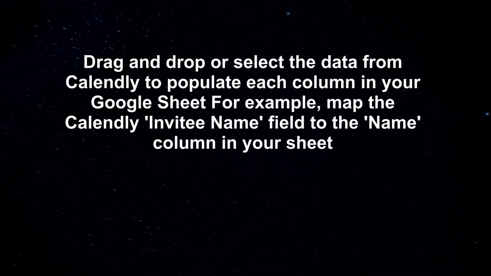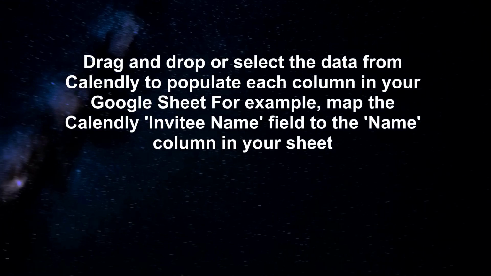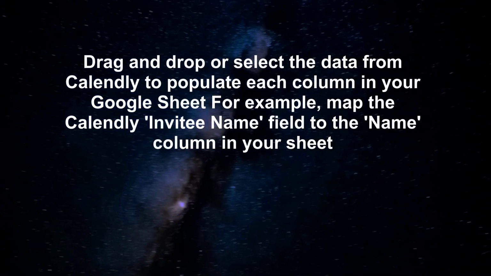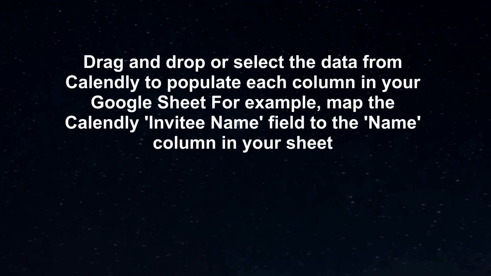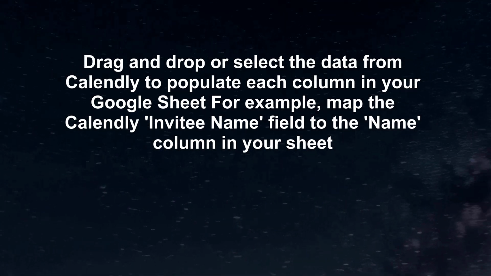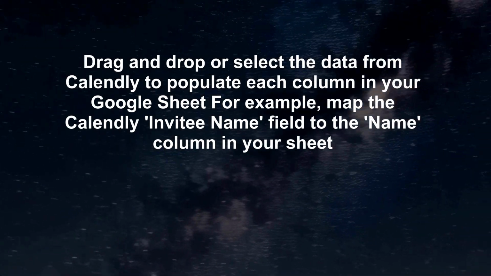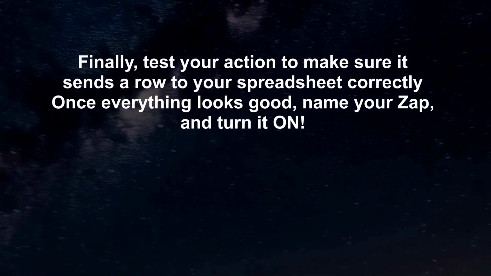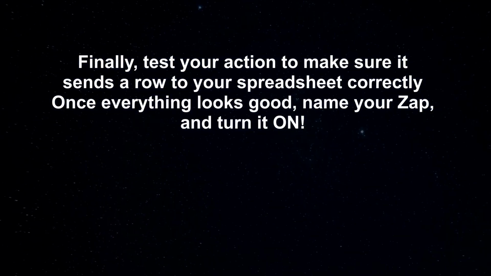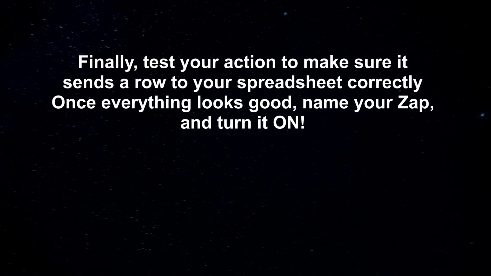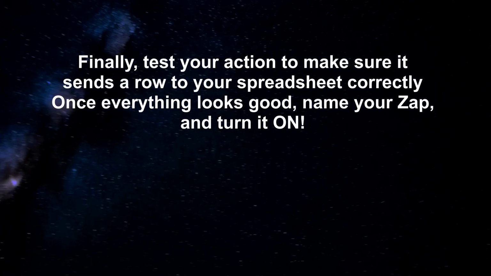Then you'll map the fields from your Calendly invitee data to the corresponding columns in your Google Sheet. Drag and drop or select the data from Calendly to populate each column. For example, map the Calendly invitee name field to the name column in your sheet. Finally, test your action to make sure it sends a row to your spreadsheet correctly. Once everything looks good, name your Zap and turn it on.